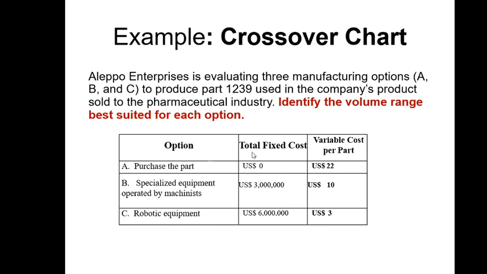You have the total cost. In this case, if you purchase the part, of course, you don't have fixed cost, and you have the total cost, fixed cost here for option B and for option C.